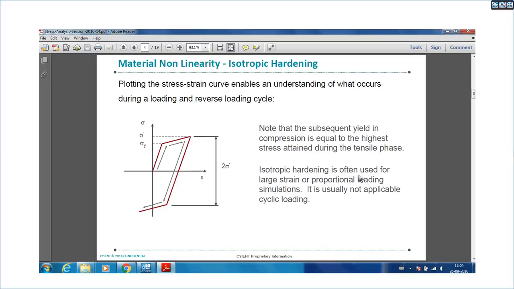Isotropic hardening is often used for large strain or proportional loading simulation. It is usually not applicable for cyclic loading. So isotropic hardening is generally used for large strain or proportional loading simulations, and it is not used for cyclic loading. So this is the important thing.